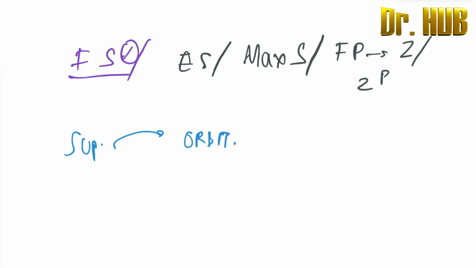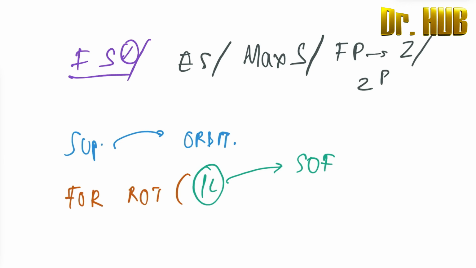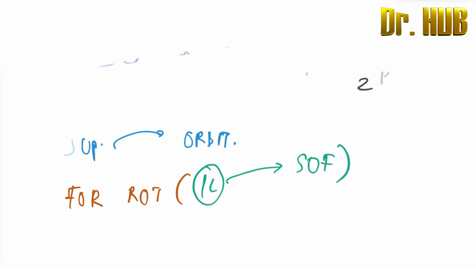Next is the foramen rotundum. The foramen rotundum is inferolateral to the superior orbital fissure, that is the SOF.